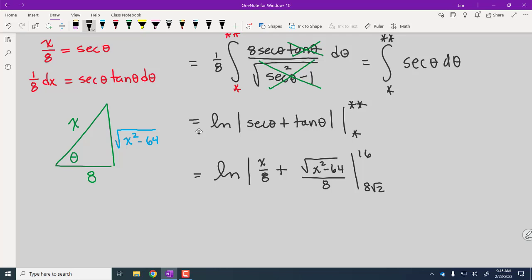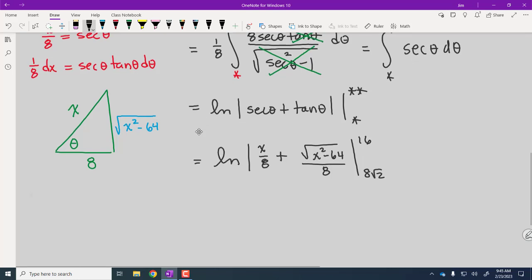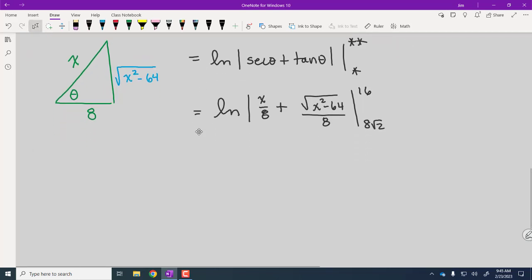Now we have to do the inverse. Oh, not here. There's no inverses in this case. A lot of times there are. Okay, so let's get over here. We're going to plug in the 16 first. So natural log, absolute value, 16 over 8 is 2, plus, plug in 16 here, 16 squared is 256. 256 minus 64, I believe is 192. And then we still have the 8.